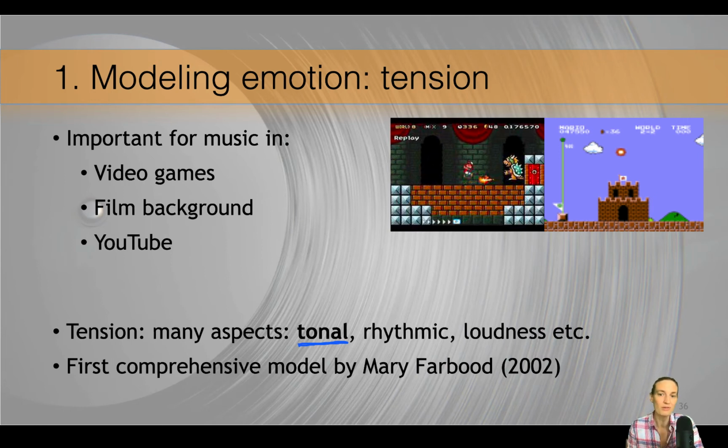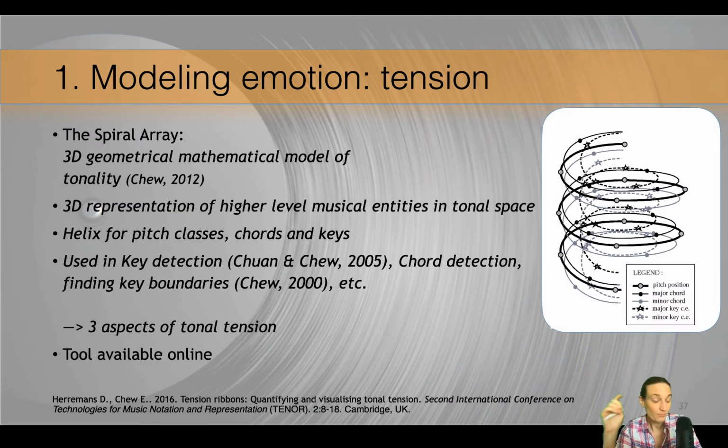So if we want to be able to generate music for these purposes, then we'll need to be able to control the tension in music. Now, we made use of a model of tension by Elaine Chu, my supervisor back in London. And Elaine Chu has created this spiral array model of tonality.